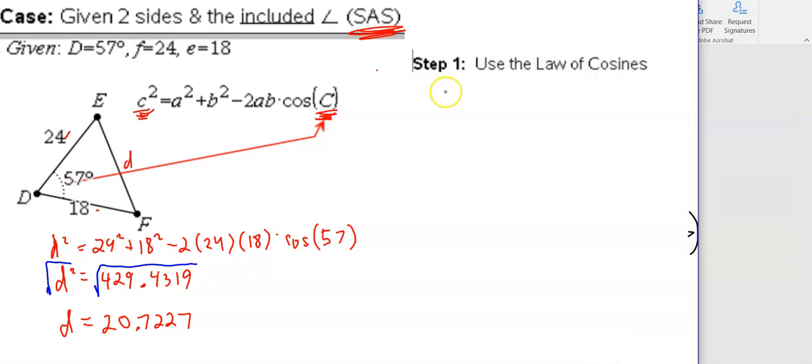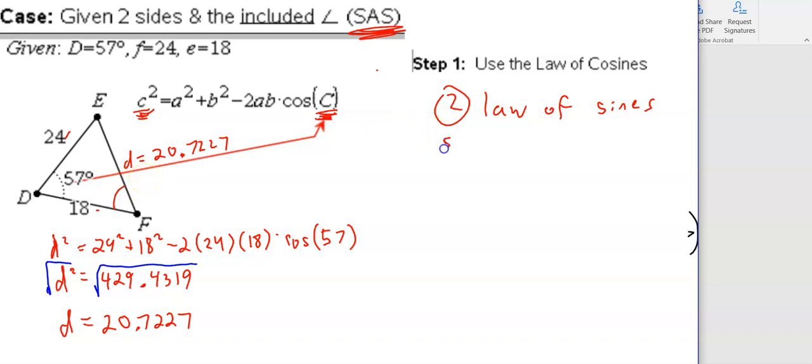So step 2, now that we know that that is 20.7227, now we can use good old-fashioned law of sines. We could use law of cosines again, but almost to a fault, every student goes, well, law of sines just seems a little easier to deal with. So we're going to set up a law of sines. Let's solve for maybe angle F next.